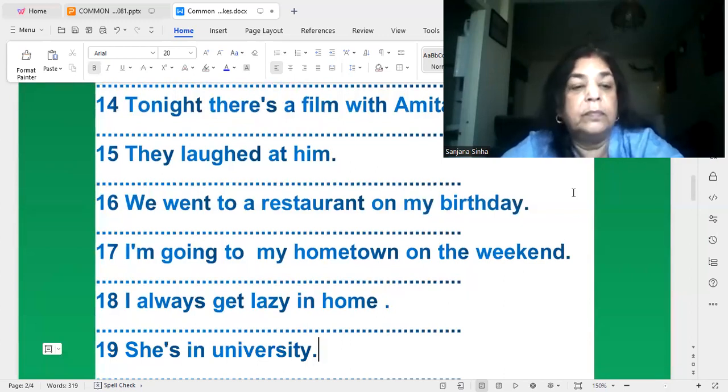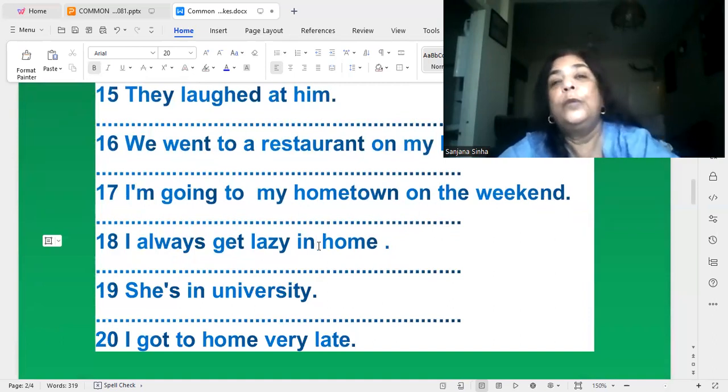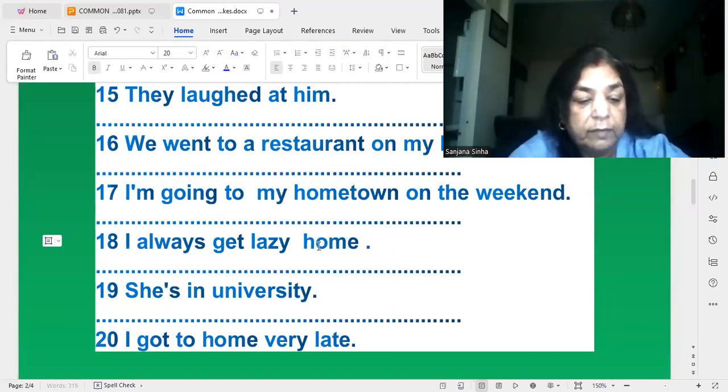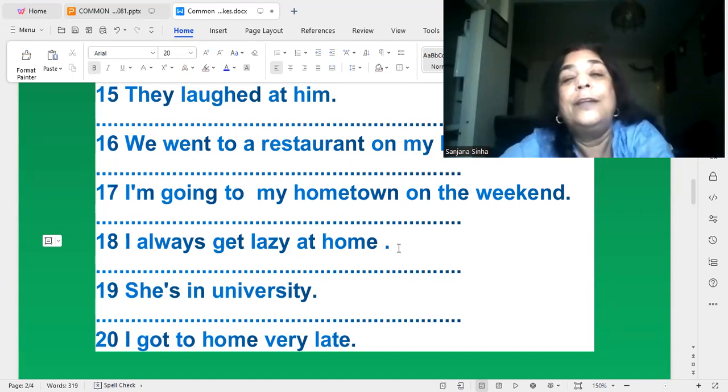Number 18. I always get lazy in home. Where's the error? I always get lazy at home. So be very careful. I always get lazy at home. Ghar pe thodi aalas ho jati hai sabko.